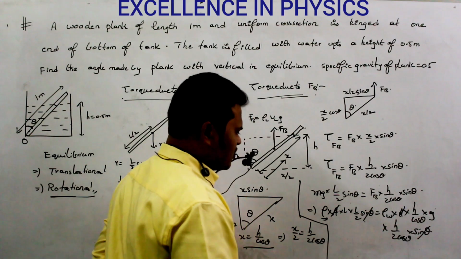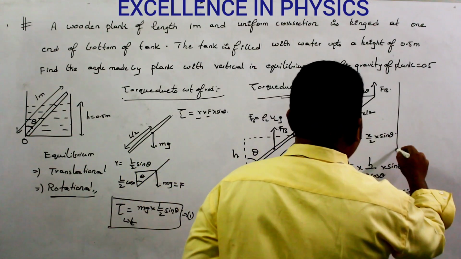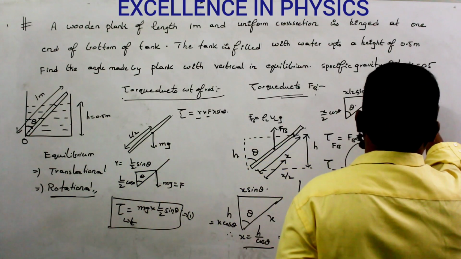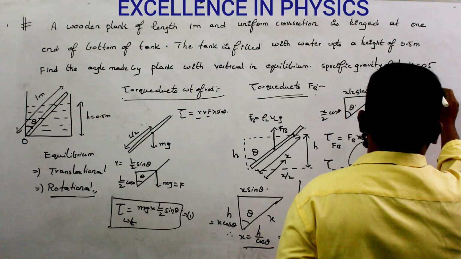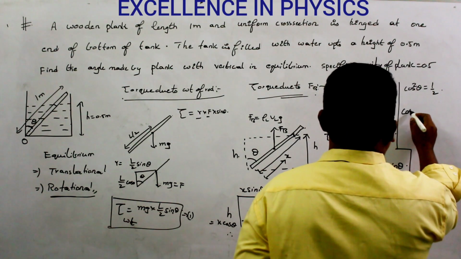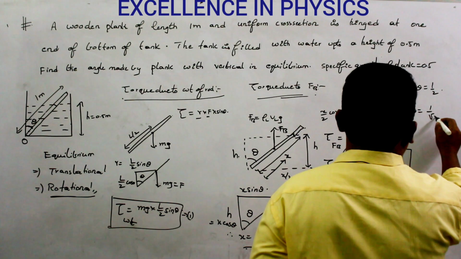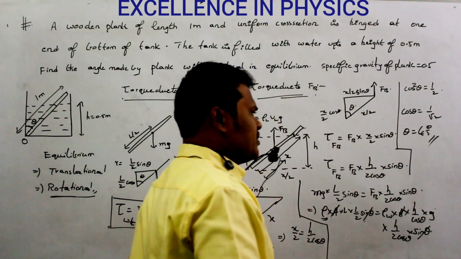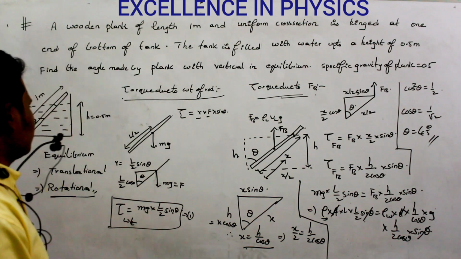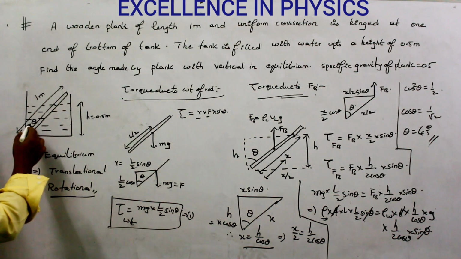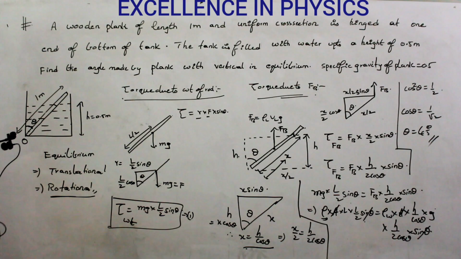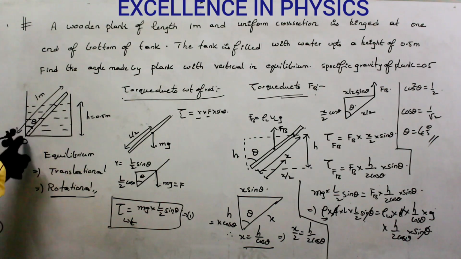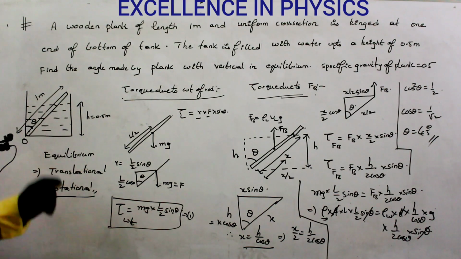So if I substitute all these values, then I will get cos square theta equal to 1 by 2. So cos theta is equal to 1 by root 2. Therefore theta is equal to 45 degrees. This is the answer which we will get. So this rod is making an angle of theta equal to 45 degrees with respect to the vertical, that is, with respect to the side of this tank.